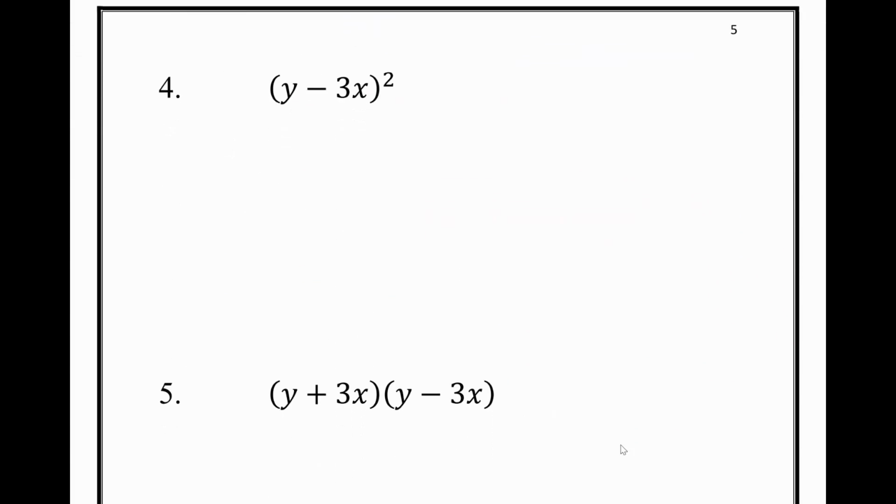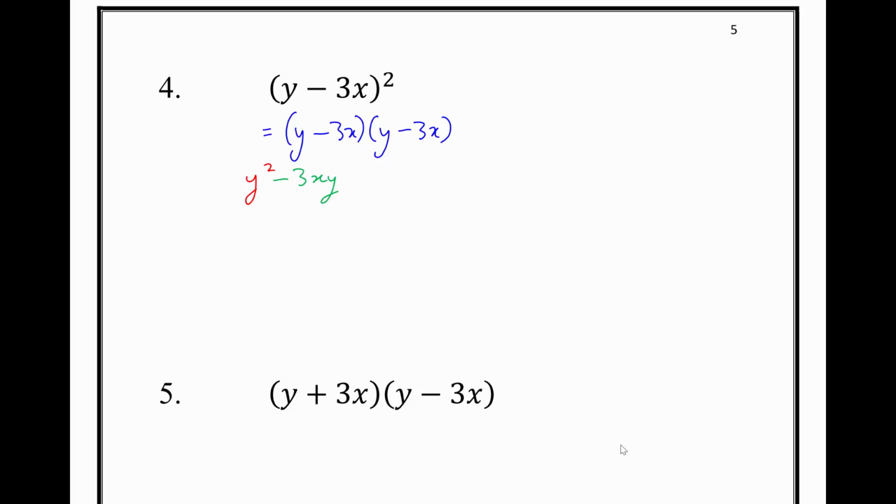So again, we have a square bracket, which means we just multiply it by itself. So this is equivalent to y minus 3x times y minus 3x. So again, we want to multiply the first pair, which is just y times y, to give us y squared. Next, we multiply the outside pair, which is just y times minus 3x. This will just give us minus 3xy.